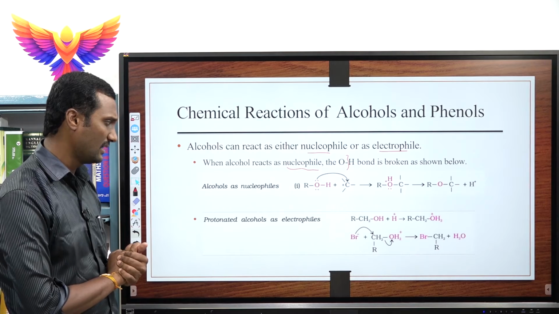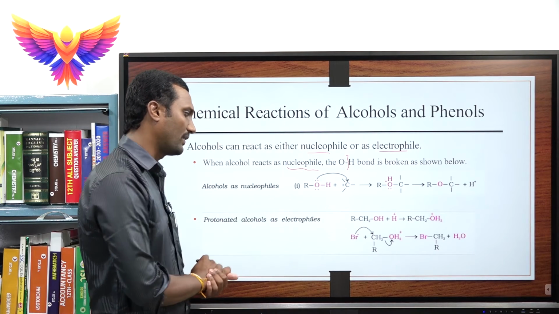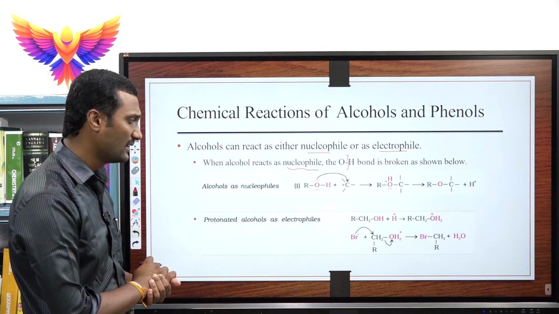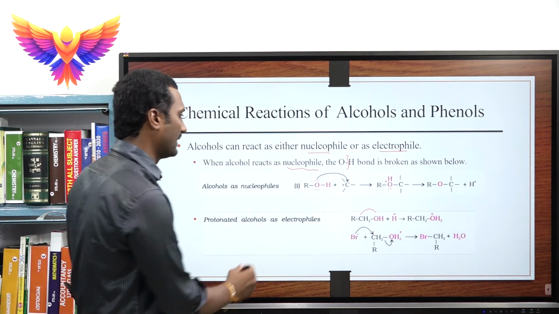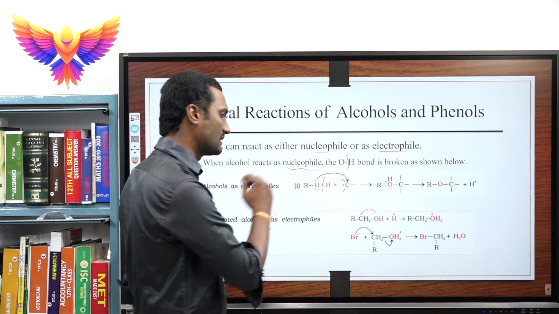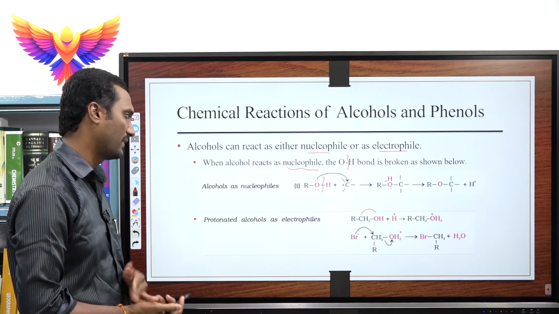So it acts as a nucleophile in nature. At the same time, when an alcohol acts as an electrophile in nature, the bond between the carbon and oxygen is broken. So at that time it acts as a nucleophile, and at the other it acts as an electrophile in nature.